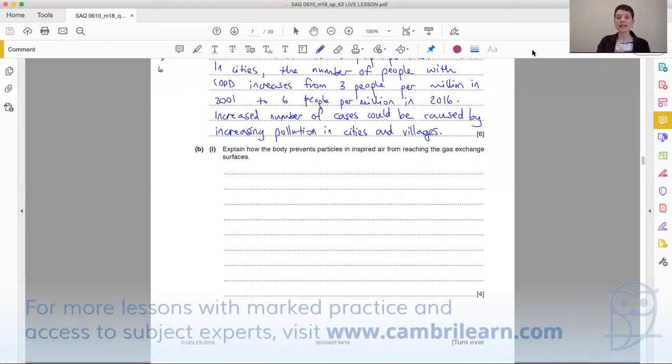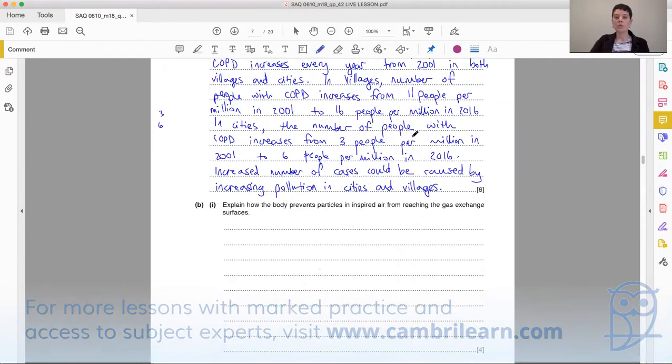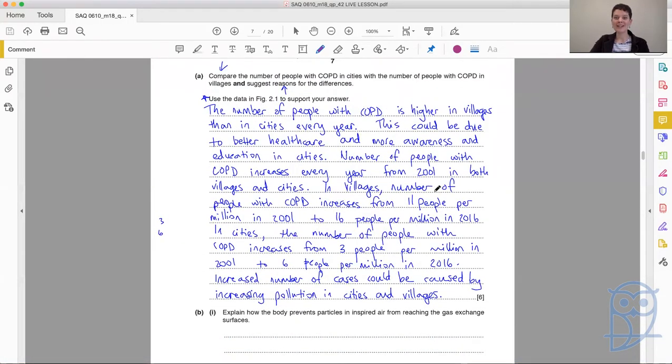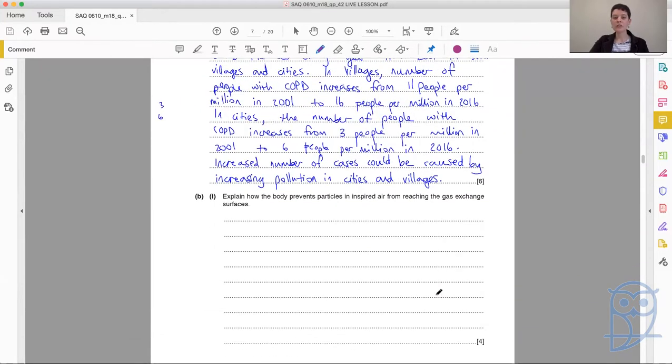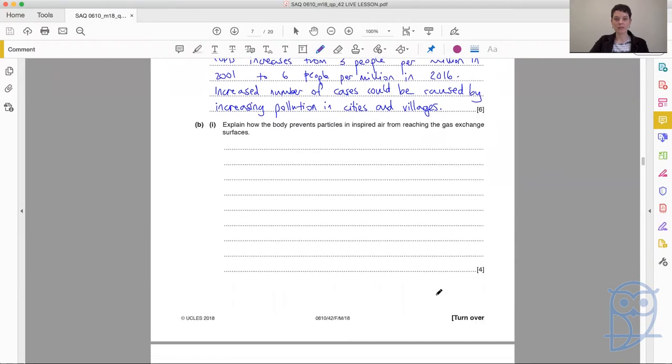So in this lesson, we are carrying on with the February-March 2018 paper 42. We've already worked through some of the questions. We were working on using data to talk about COPD when we finished the last lesson. So now we're moving on to part B of the same question.